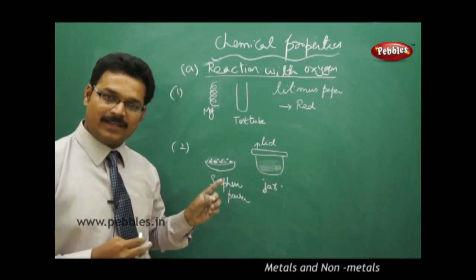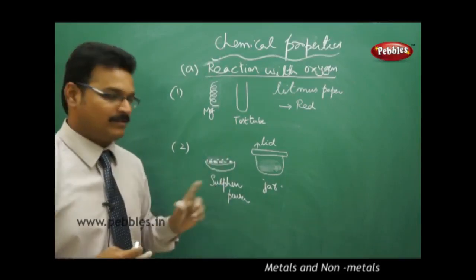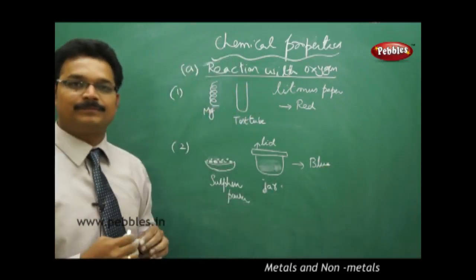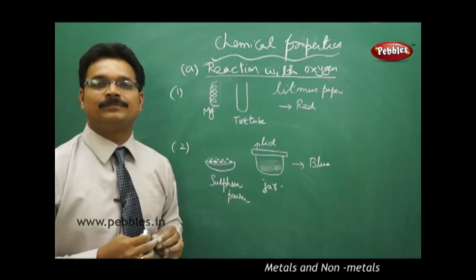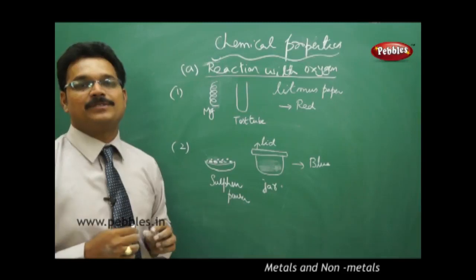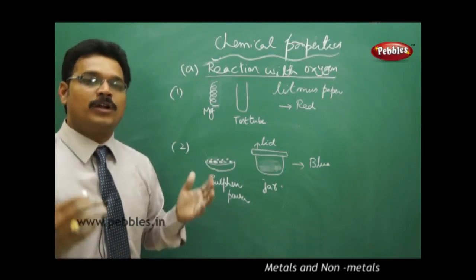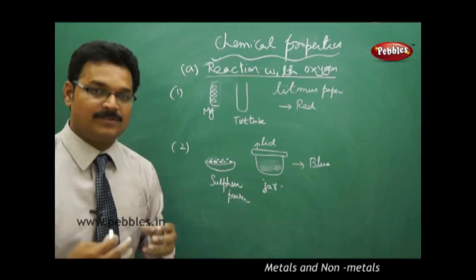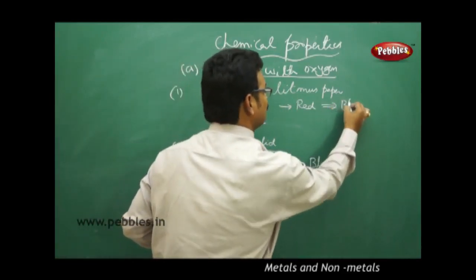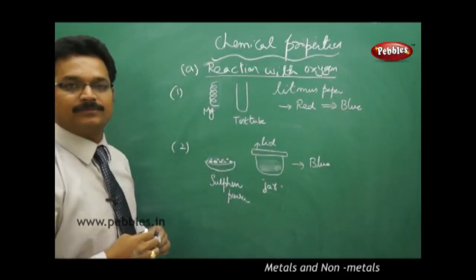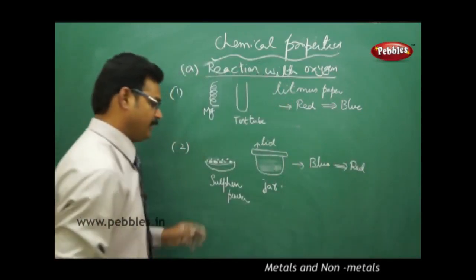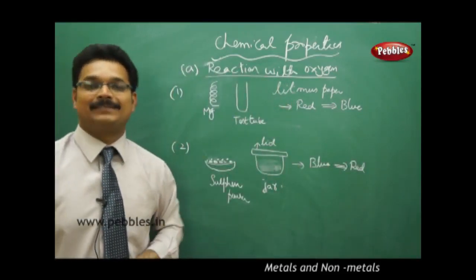Now again take litmus paper here also. This time you take a blue litmus paper, keep it inside the jar, observe what happens to the litmus, and record the observations. Now what you're going to observe is that the red litmus paper changes to blue in the magnesium case. The blue litmus paper changes to red in the sulfur powder case.